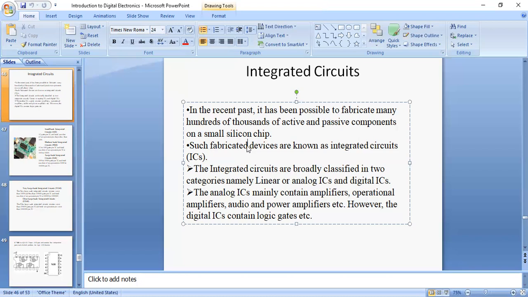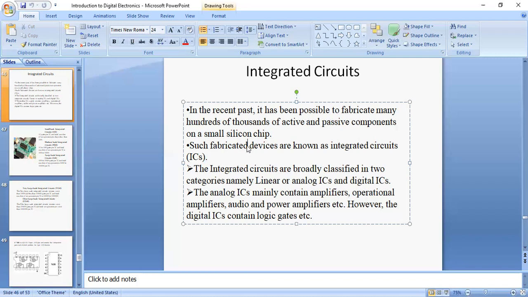These are all fabricated together in a single silicon chip. The active components are transistors and diodes, and the passive components are resistors and capacitors. In the recent past, it has been possible to fabricate many hundreds and thousands of active and passive components on small silicon chips. Such devices are all fabricated in a single IC. We can connect more than 4 or 5 gates in a single chip.